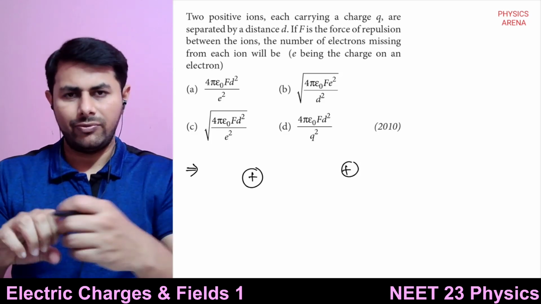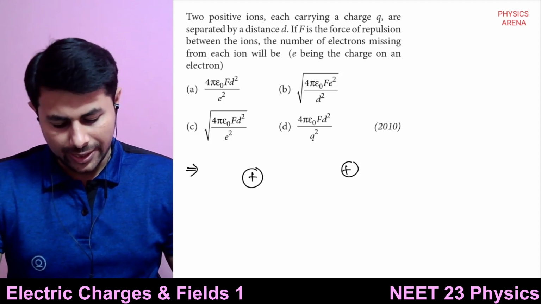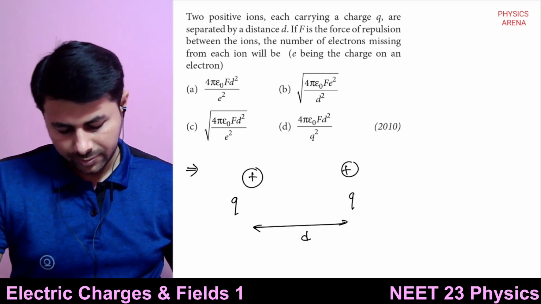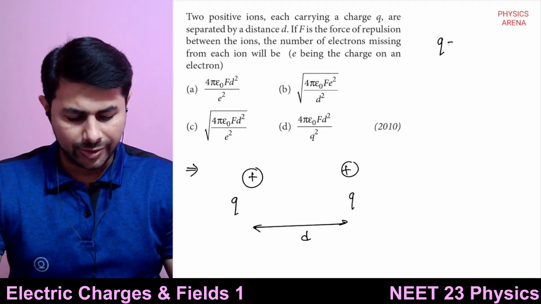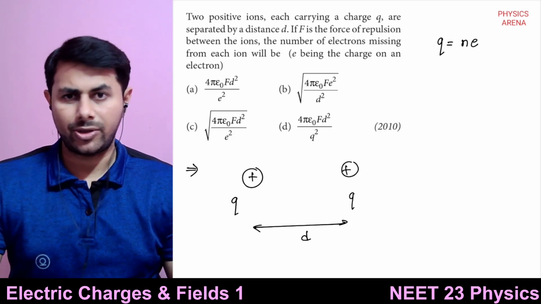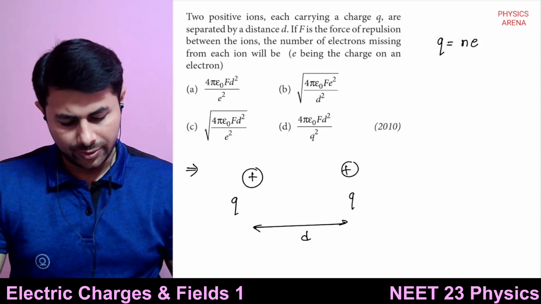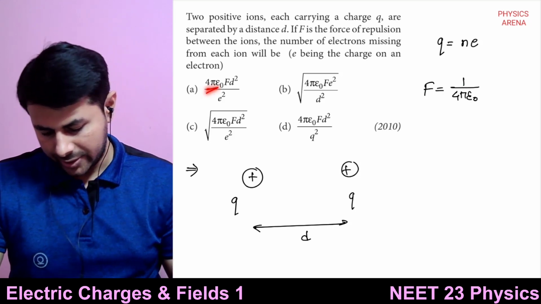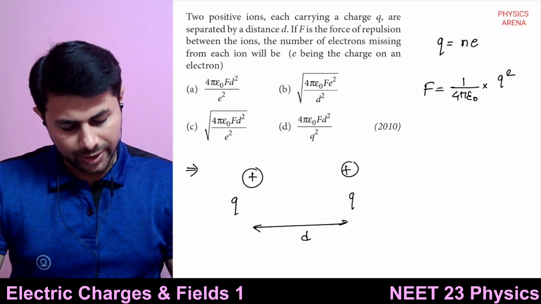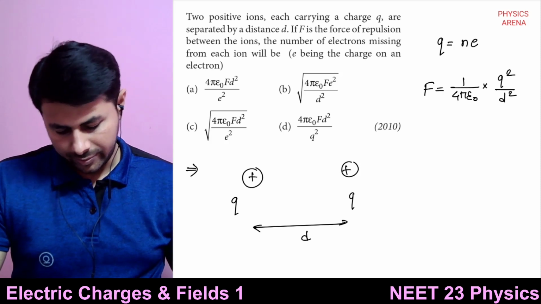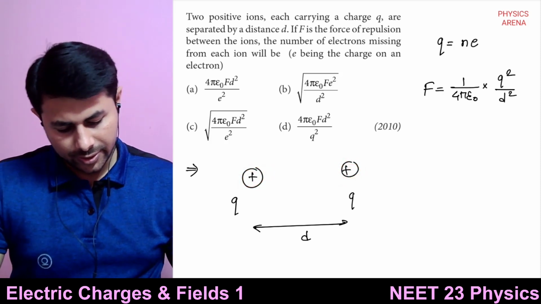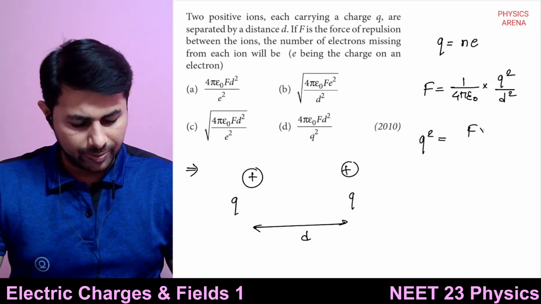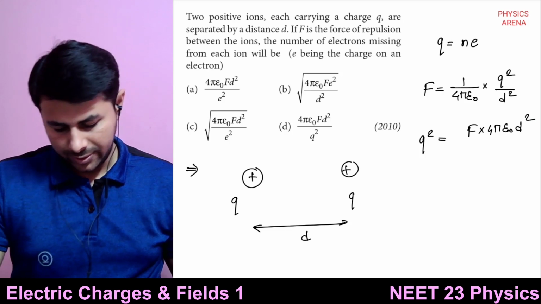Okay, so atoms are neutral. When you remove electrons, they will become positively charged. So how many electrons are removed? The charge on this one is q, the charge on this one is also q, and the distance between them is d. If n electrons are removed, q will be equal to n times e, that much positive charge, right? So force can be written as 1 upon 4 pi epsilon naught, because there is 4 pi and epsilon naught in all options, multiplied by q square upon d square, because both of them have the same charge. So we can write q square equal to F multiplied by 4 pi epsilon naught into d square, right?